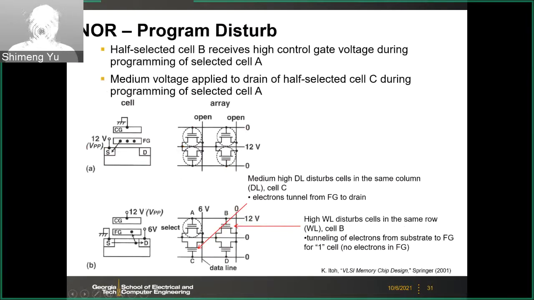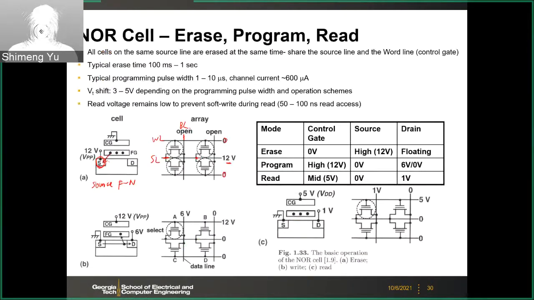In this case, you see all the cells, those 4 cells, we only show 4, but you can imagine this is an array. You have many of those. So those 4 cells will be in parallel, and all of them will be erased at the same time as long as they share the source line, because you apply 12 volt to the source line. So this will erase the whole subarray or the whole section of the NOR flash.